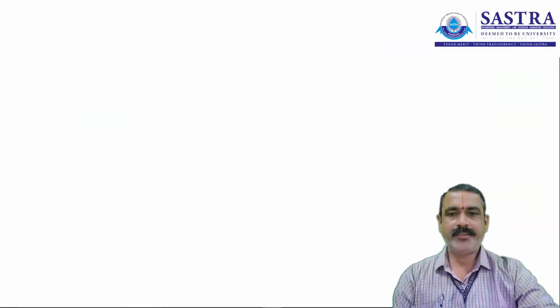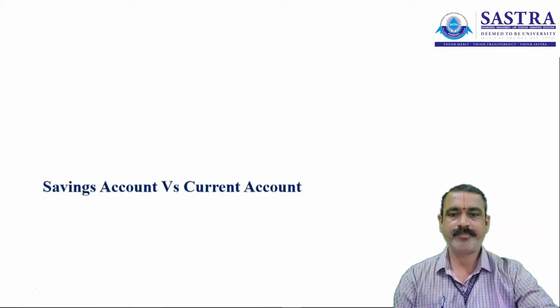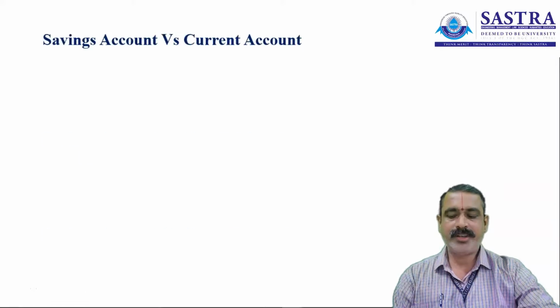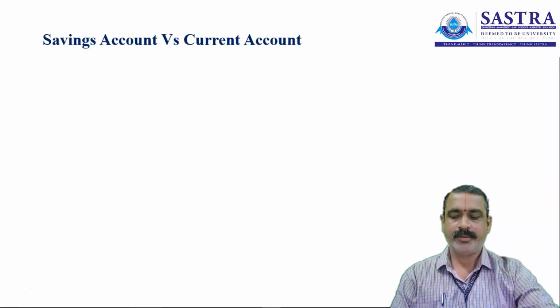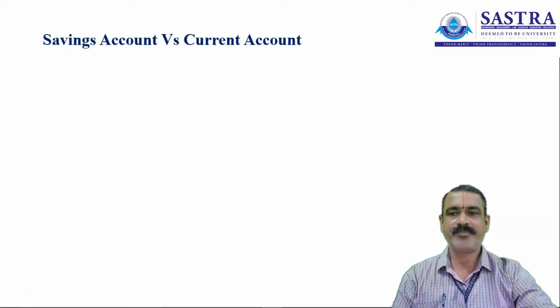Let us see the differences between the savings account and the current account. Although both the savings account and the current account appear similar, they are different in many respects. What are such respects? What are the differences that exist between savings and current accounts? Why are these happening? Because of the facilities that are offered by the banker to those accounts.